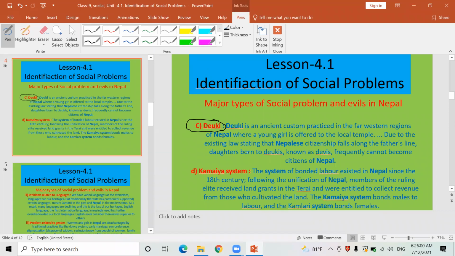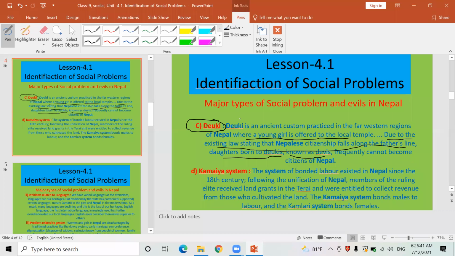Therefore, in Sudur Pashchim province, a young girl is offered to the local temple. In the Deuki system, a young girl whose period hasn't started is offered to the temple. Look here, I want to underline: due to the existing law stating that Nepalese citizenship passes along the father's line, daughters born to Deuki, known as Devi, frequently cannot become citizens of Nepal.